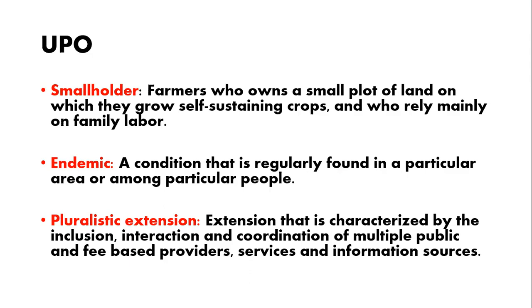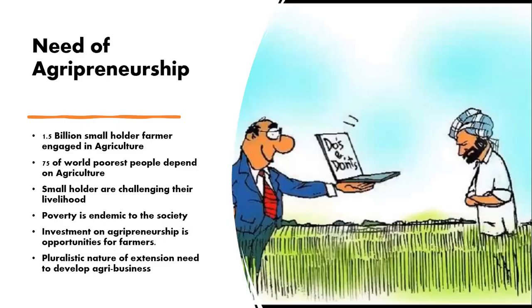Smallholders are farmers who own small plots of land and grow self-sustaining crops. Mainly they rely on family labor, right? And endemic means a condition that is regularly found in a particular area among particular people. Pluralistic extension, today we will discuss more on pluralistic extension. Extension that is characterized by the inclusion, interactions and coordination of multiple public, private, maybe fee-based providers, other services and information sources, right?